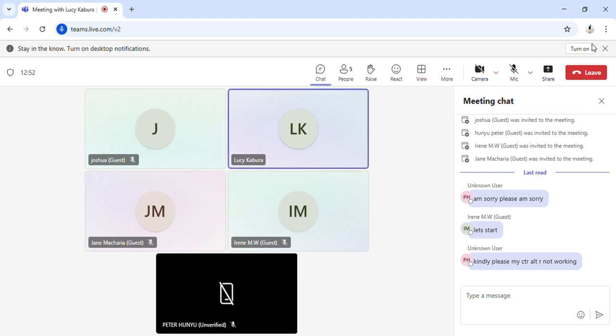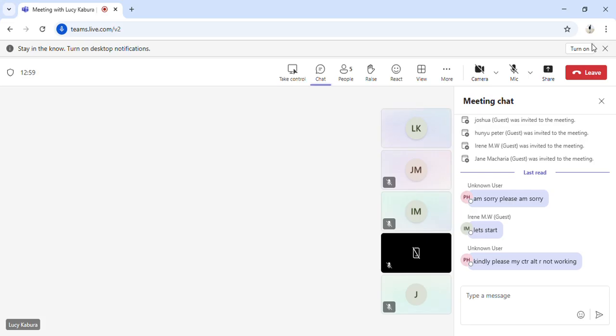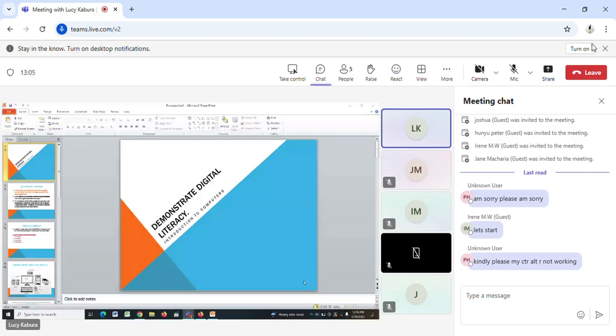So let me share, give me a minute, I share my screen. I hope everybody can see my screen. Is it clear? It is clear on my side. Are you able to see it? I'm able to see it. Okay, that's nice.